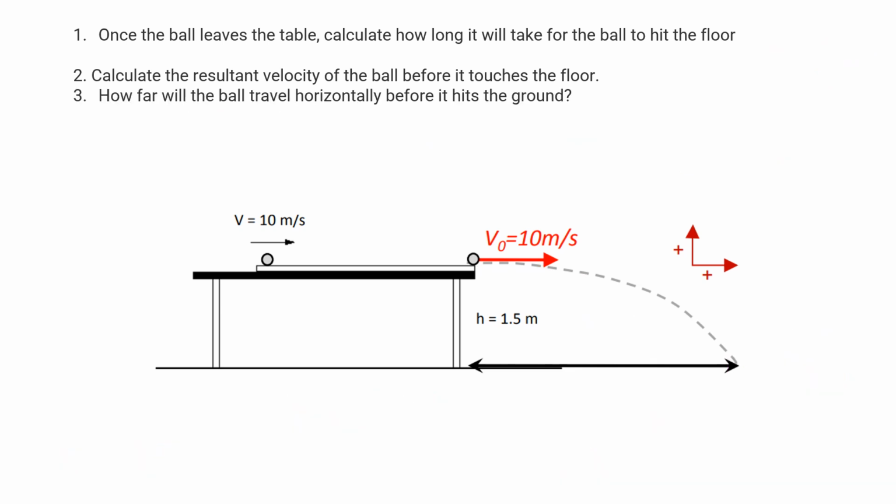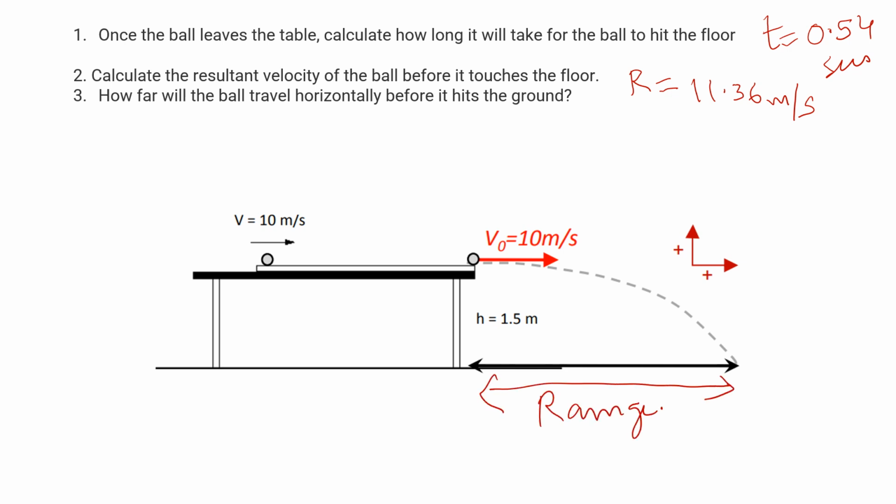Now let's write down what we know from the previous two problems. We know the time, 0.54 seconds, is the time taken by the ball to reach the ground. We know the resultant velocity of the ball, which was 11.36 meters per second. Okay, and now we are looking for how far will the ball travel horizontally before it hits the ground. Now, the horizontal travel is basically the range of the projectile. Now, the range of a projectile is just dependent on the horizontal velocity, and the vertical velocity does not have any role to play in covering the range. So we'll be just taking into account the horizontal velocity of the projectile.